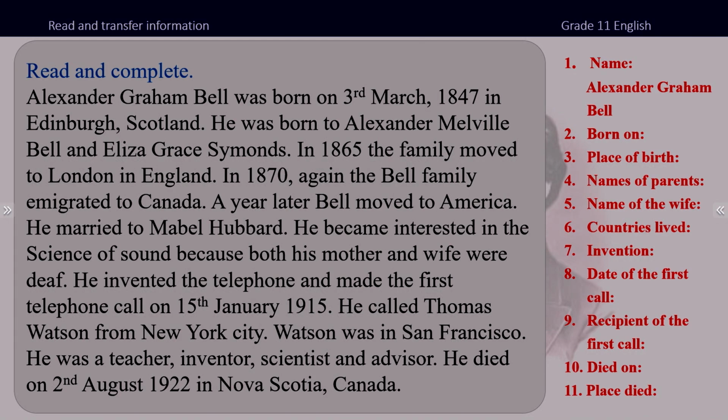He married Mabel Hubbard. He became interested in the science of sound because both his mother and wife were deaf. He invented the telephone and made the first telephone call on 15th January 1915. He called Thomas Watson from New York City. Watson was in San Francisco.